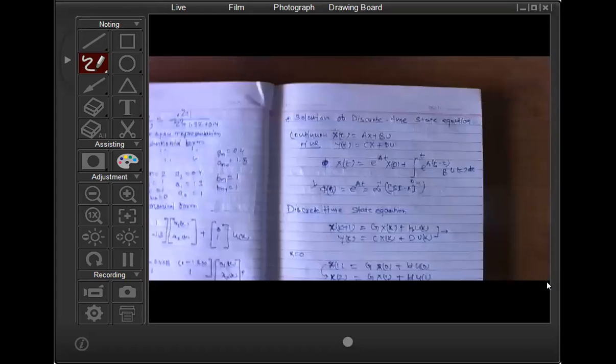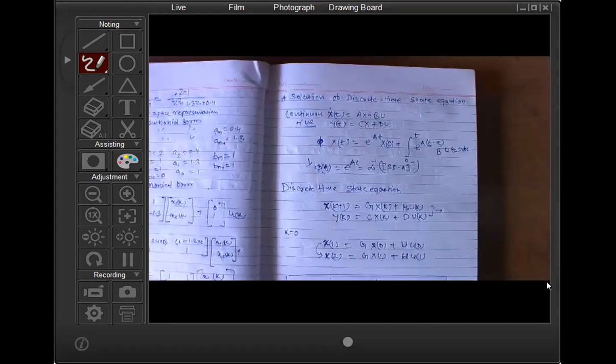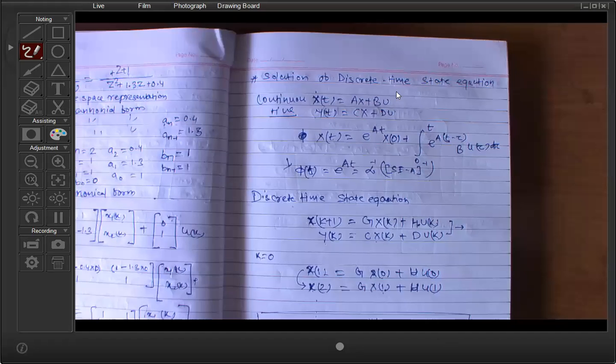Okay, so in the last class I discussed the solution of the discrete time state equation. According to the previous classes, the continuous time state space equation is x dot equal to Ax plus Bu, and the output equation is y(t) equal to Cx plus Du.